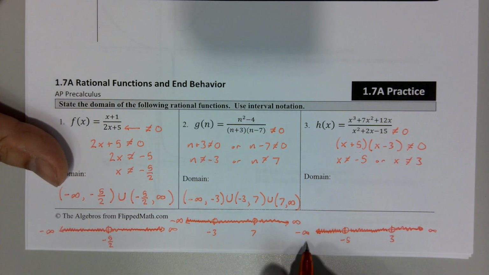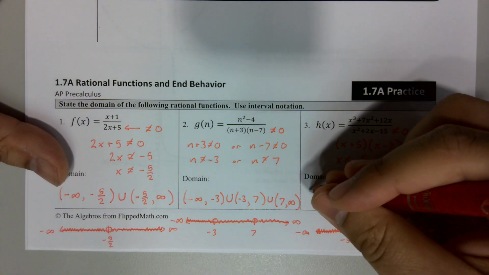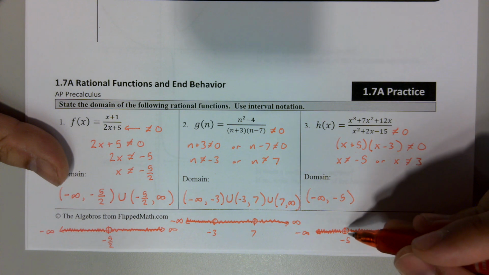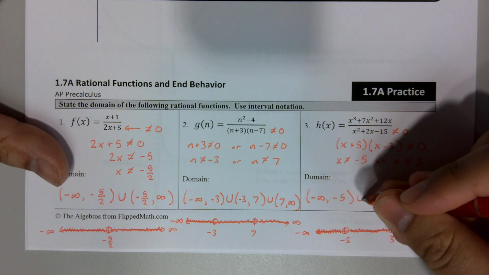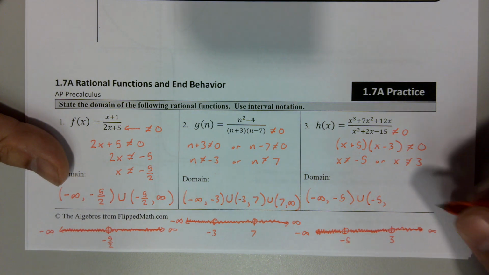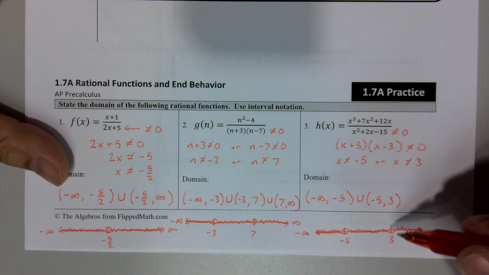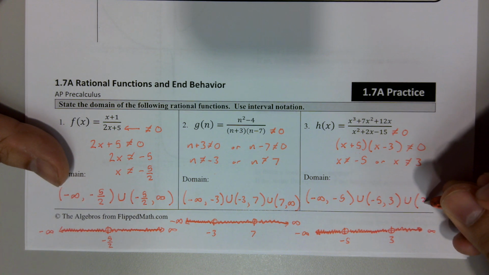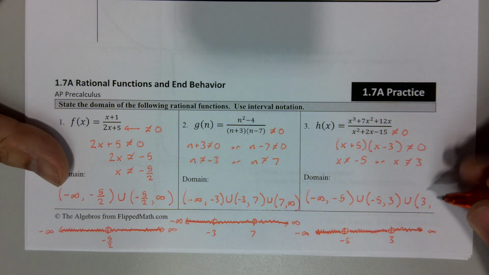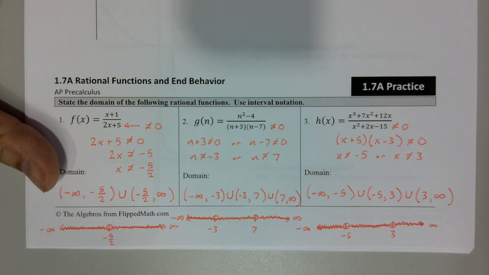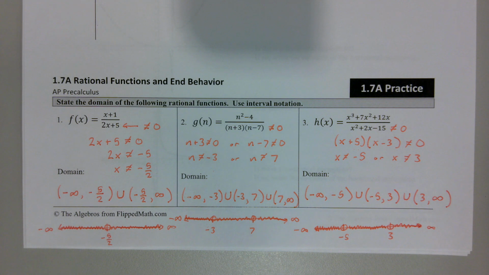So for our domain, we go from negative infinity to negative 5. Jump over negative 5 onto the other side of it, so that's why we still have a negative 5 here. Go all the way up to 3. Jump over onto the other side of 3, so union 3, and then go on to positive infinity. And there we go. So we have the domain for each of these functions.